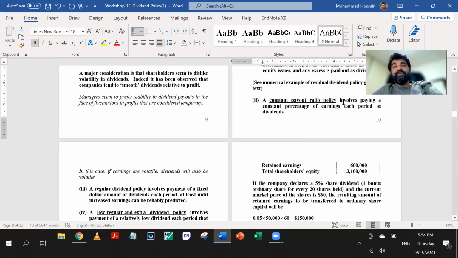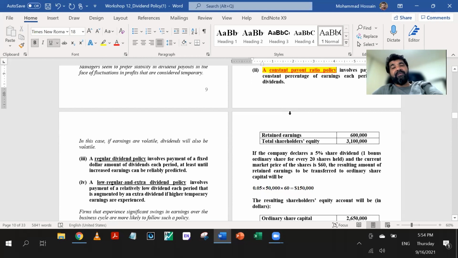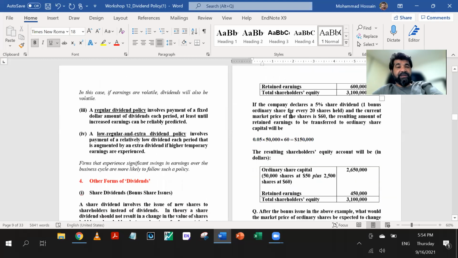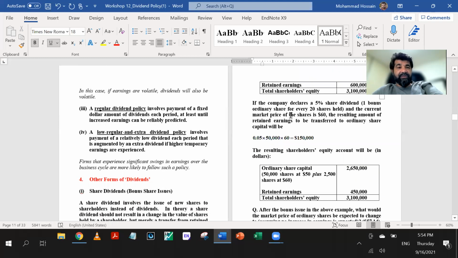Constant payout ratio policy is another one. They will keep paying that constantly. How much they paid in the past, they keep paying the same. It involves paying a constant percentage of earnings each period as dividend. Like from our profit, let's say the business made $10 million of profit and they decide that out of 10 million, they're going to pay 10%. So 1 million they will be giving to the shareholders.